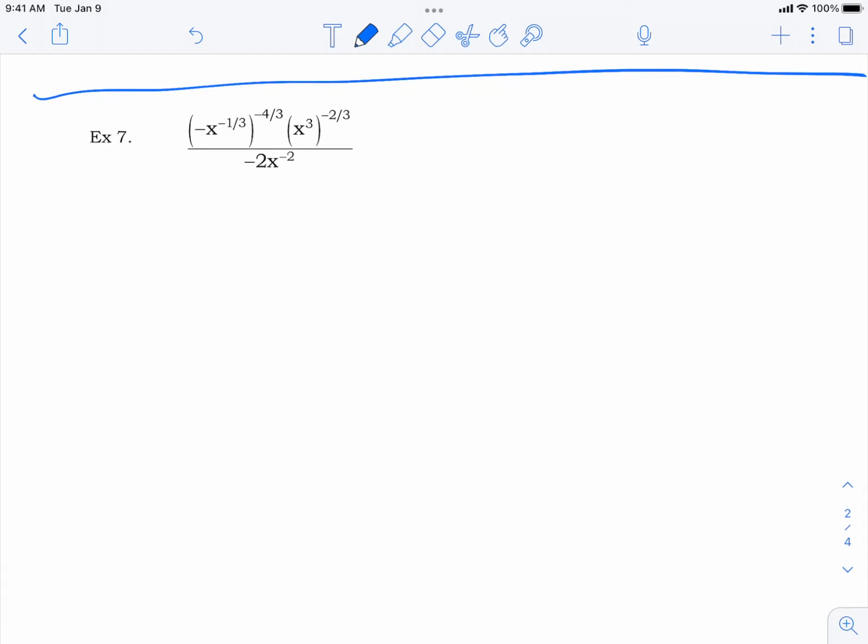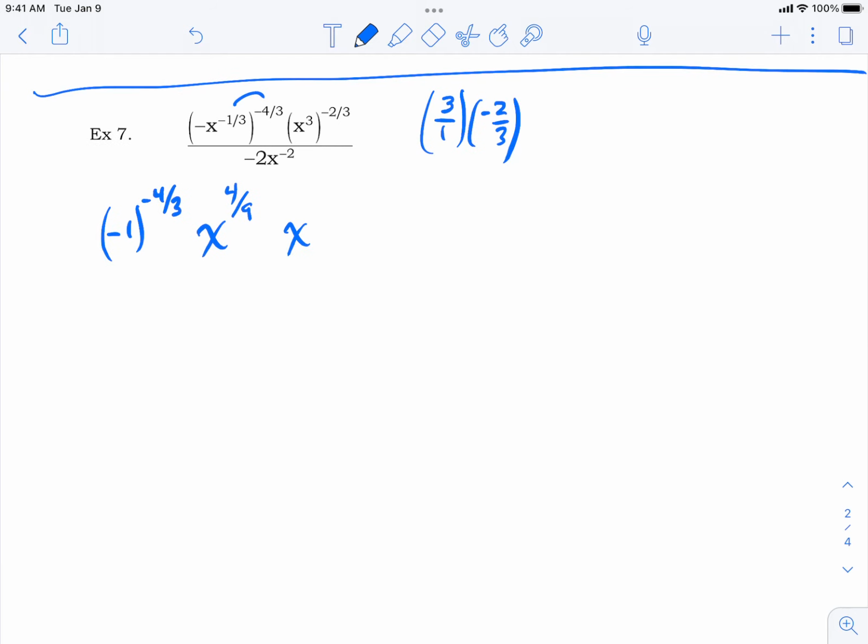I'll assume you've unpaused. Okay, so this first thing here, I'm going to call that a negative 1 with an exponent of negative 4/3. And the x is going to be to the what? I have to multiply these two exponents together. Negative times negative is plus. 1/3 times 4/3 is 4/9. Cool. Now, looking at this thing, I've got x to the, and if you multiply a 3 times a negative 2/3, notice the 3's are canceling, and you just get a negative 2.